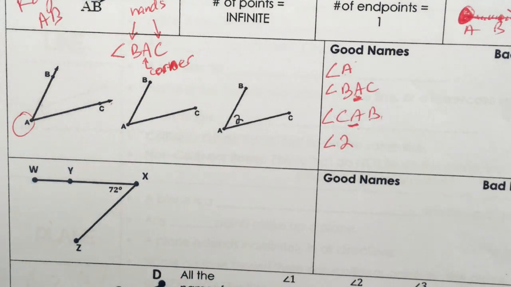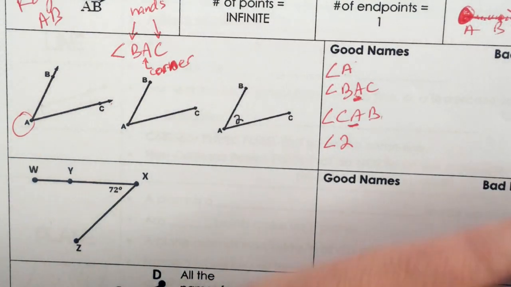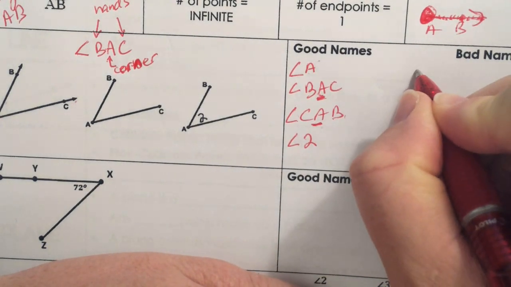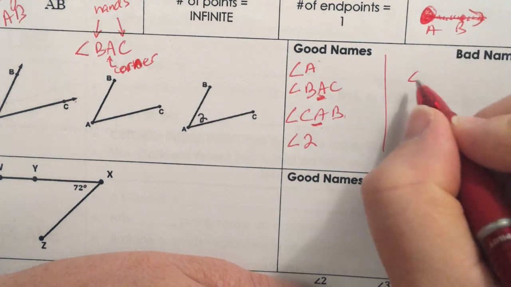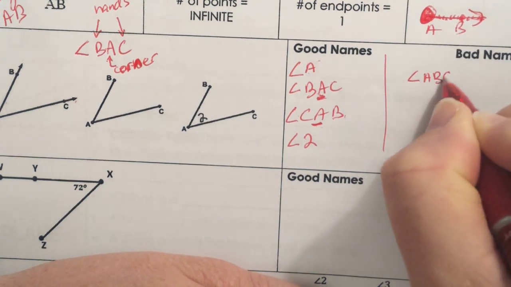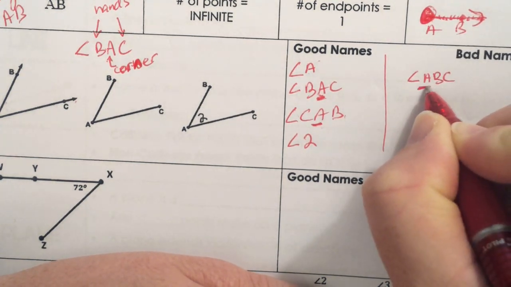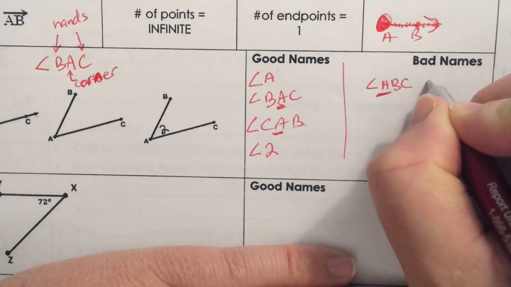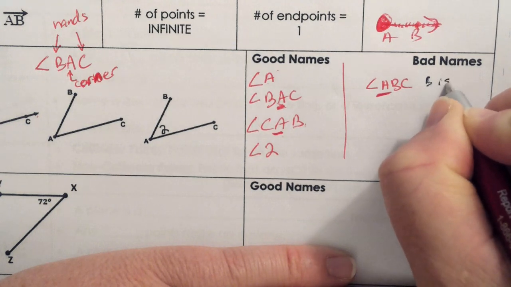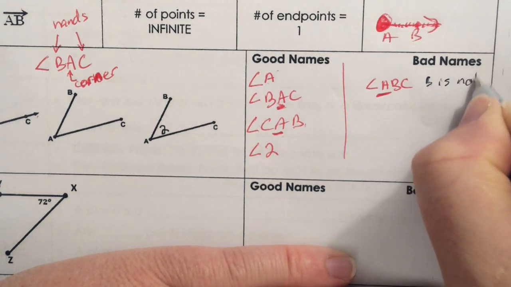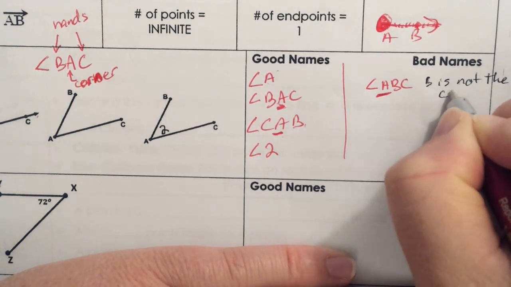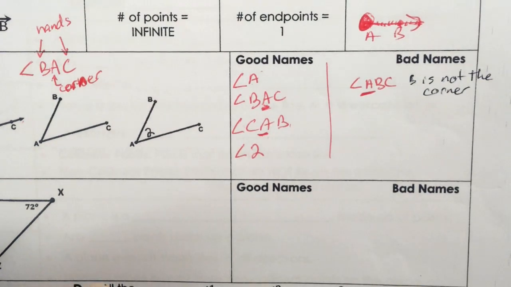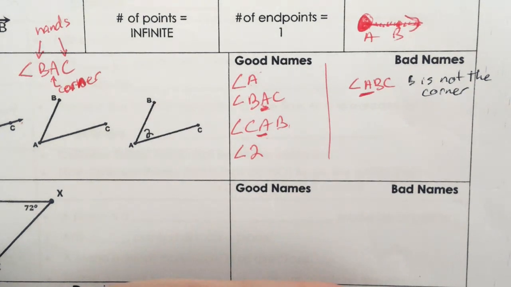Now, the bad names. These are the bad ones, and we're going to talk about why they're bad. A bad one is angle ABC. The corner was supposed to be at A, and that's not the center, so that's why that's bad. B is not where the corner is, so that's incorrect.